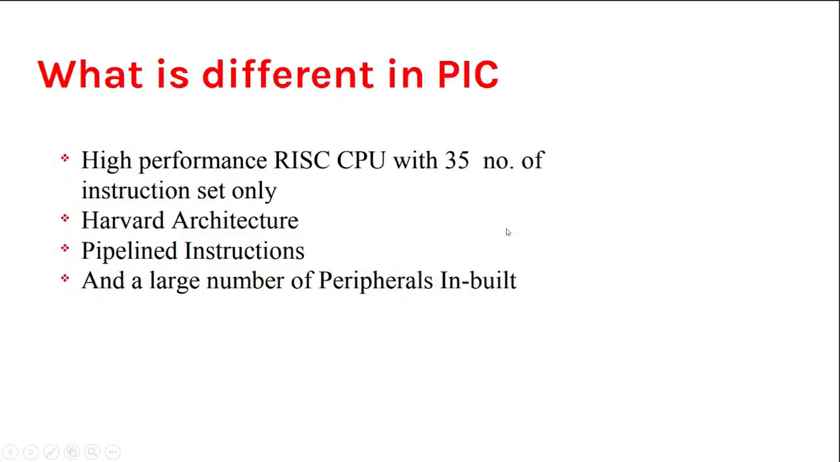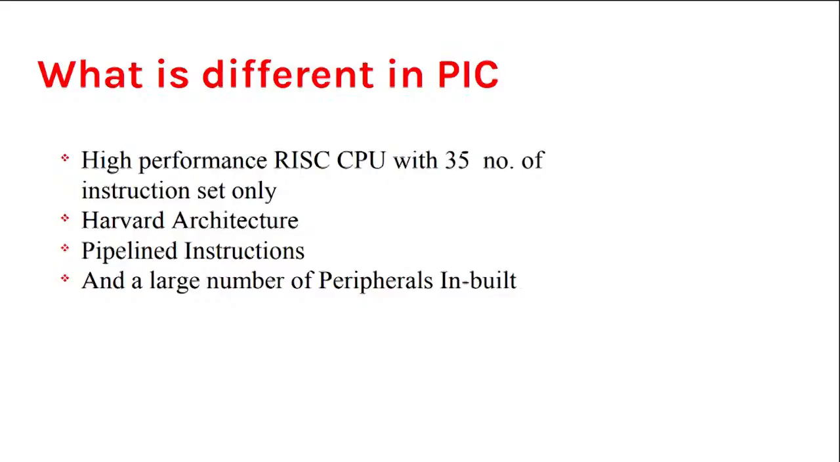Okay, so what is different in PIC? High performance: it's a RISC CPU with only 35 instructions in the instruction set, Harvard architecture, and it supports pipelined instructions. Okay, and a large number of peripherals are inbuilt. When you compare with the 8051, the PIC architecture has a large number of peripherals: the CAN, the Ethernet, the USB, the I2C, everything is there.